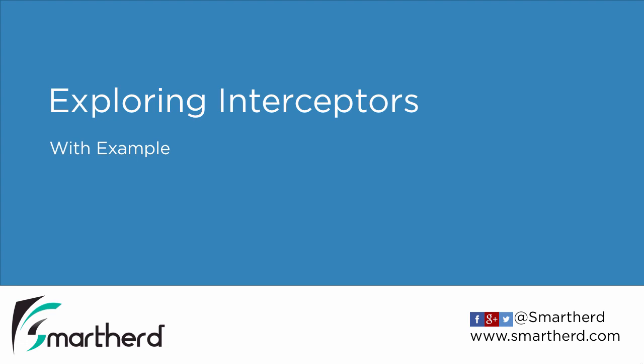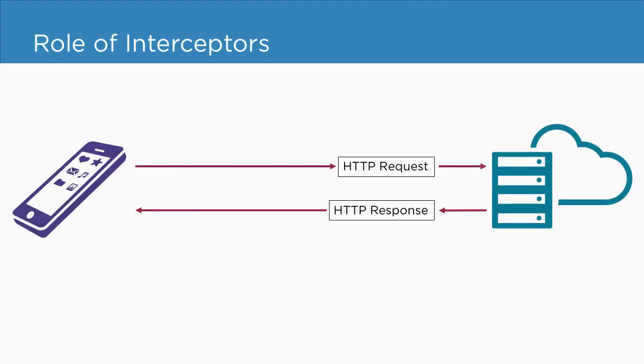Exploring interceptors with examples. So what actually are interceptors? Well, the role of interceptors is to intercept the request and response, like this. It looks like hooking into HTTP request and response on an application-wide level. So how do interceptors work?